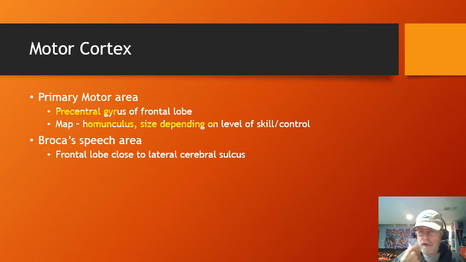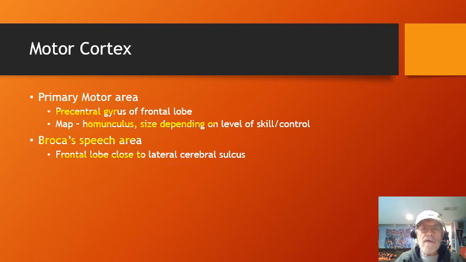I need a lot of control around some of my facial muscles to provide for speech. My fingers have to be very dexterous, so I have a very large representation in this motor homunculus. I'll show you that. Also in the motor cortex, I should talk about Broca's speech area, and I'll show you exactly where it is.